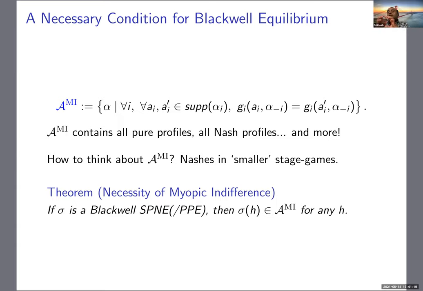Product structure means the public signal actually has n components, and the ith component is generated by the action of player i, and these are all independent. So that's the equation out there. We are going to assume that pi i has individual full rank, so this set of vectors is linearly independent. And then we are going to define a Folk theorem with public randomization.